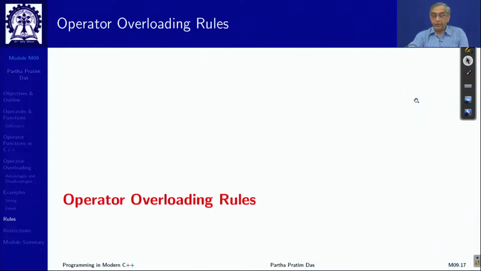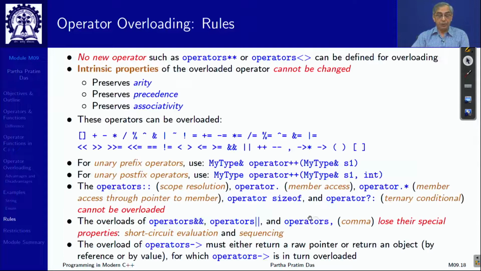Now, naturally operator overloading has certain rules, quite a few of them actually, and you have to slowly get them settled in your mind. That is, you cannot define any new operator. Operators are as given in the language. You cannot say that I will have an operator star star or an operator less than greater than, not possible.